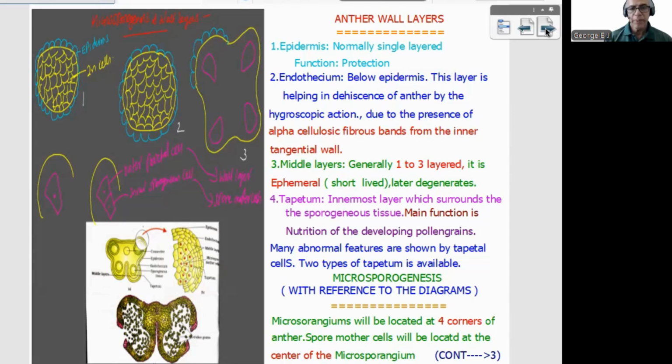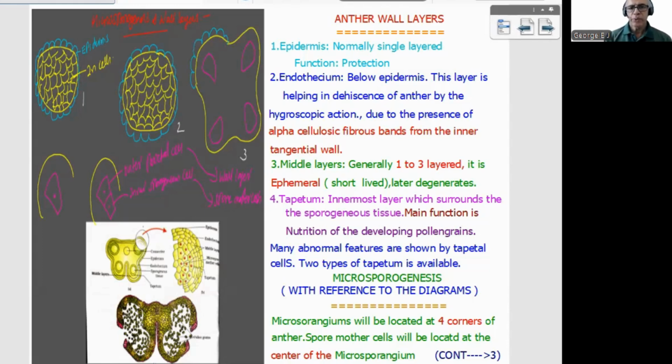And which structure does it? It is done by alpha cellulosic fibrous bands. It is a question even though not directly mentioned in NCERT. Due to the presence of these alpha cellulosic fibrous bands, connected with the inner tangential wall of the anther, hygroscopic action takes place, which helps in dehiscence of the anther. That is the endothecium layer. The third layer is the middle layers.